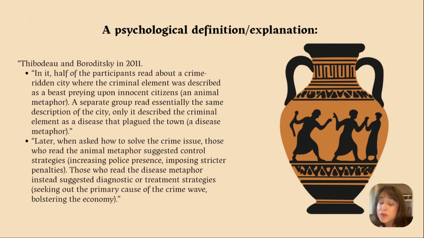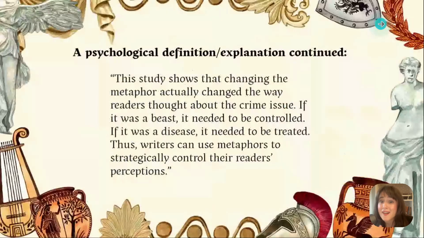Later, when asked how to solve the crime issue, those who read the animal metaphor suggested control strategies: increasing police presence, imposing stricter penalties, etc. Those who read the disease metaphor instead suggested diagnostic or treatment strategies: seeking out the primary cause of the crime wave, bolstering the economy. So this study shows that changing the metaphors themselves actually altered the way readers engage with the crime issue. If it was a beast, it needed to be controlled. If it was a disease, it needed to be treated. So writers can actually use metaphors to strategically control reader perception.